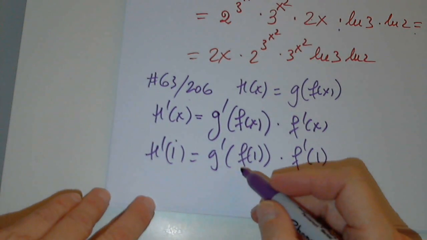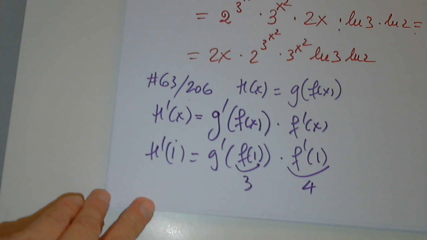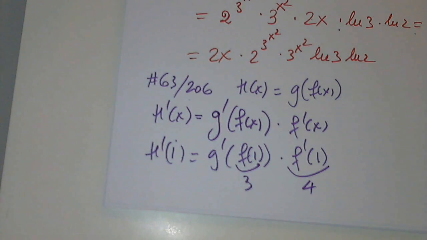Okay, so this is 3 and this is 4. What do I have to determine next? Well, g prime of 3, right? Exactly, g prime of 3. Awesome, that's it. That's the idea. Good, you have no difficulties with this.